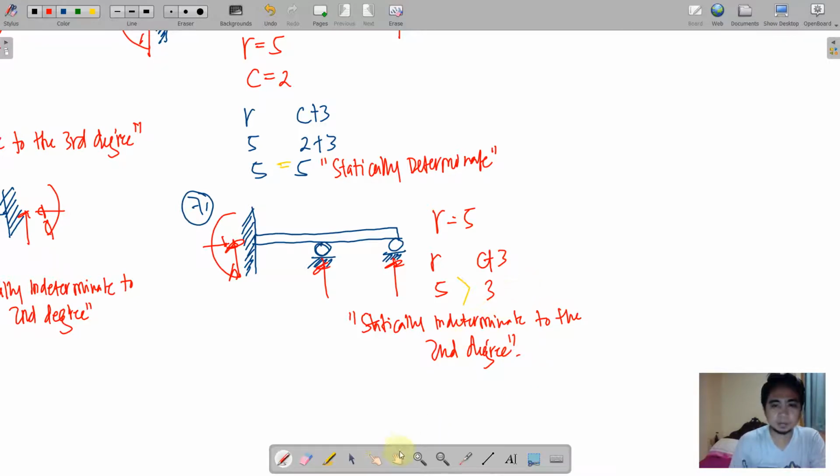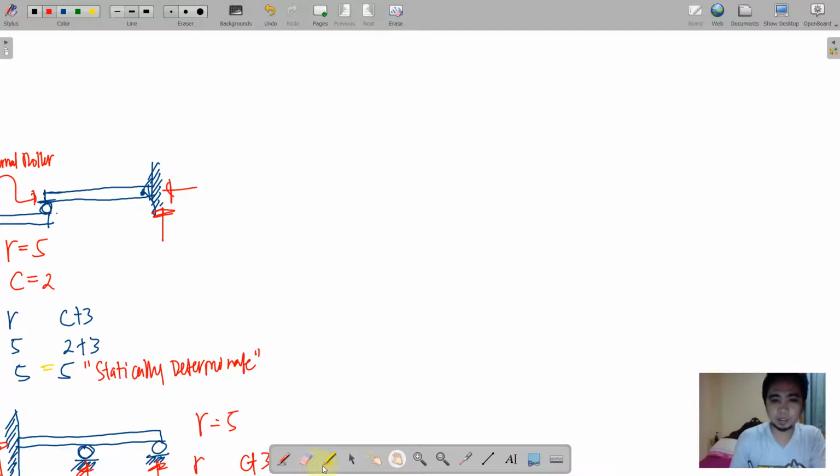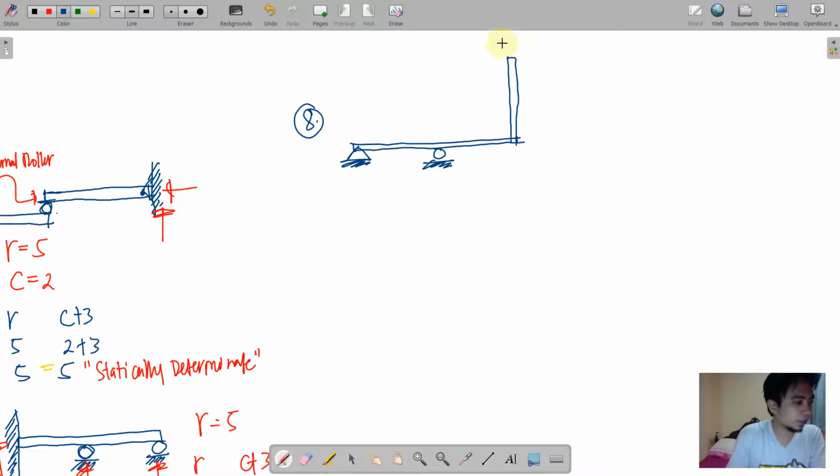Okay, so let us have another one, problem number 8. If we have here a beam, having a pin here on the edge and a roller at the mid span, and then another member here connected. So here we have a pin connection. Okay, so this is connected by an internal hinge here. So we're just going to label that to be an internal hinge.